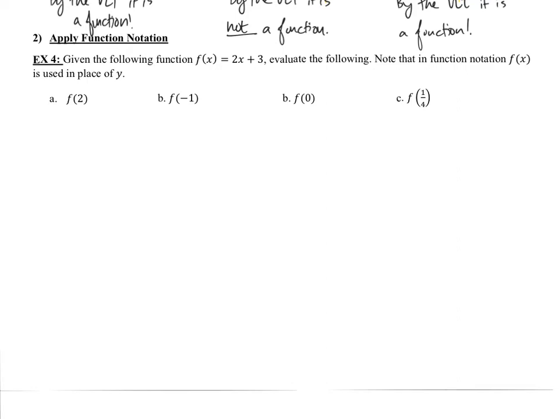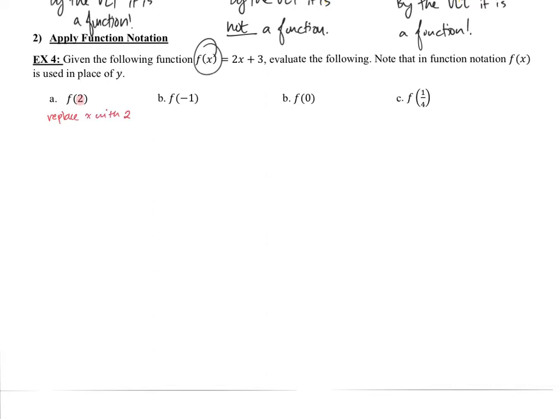So we're given the following function, f of x equal to 2x plus 3. And we're told to evaluate the following. And note that in function notation, f of x is used in place of y. Okay, so what does this mean, f of 2? Well, this is saying wherever you see x, because remember that's normally where x is, where that 2 is, you're going to replace it with a 2. So replace x with 2.